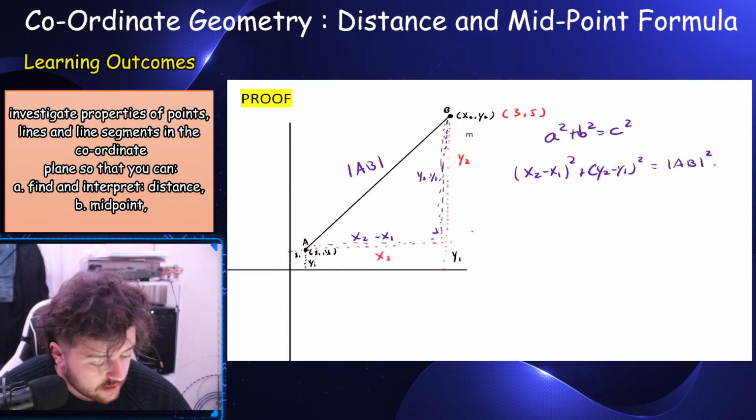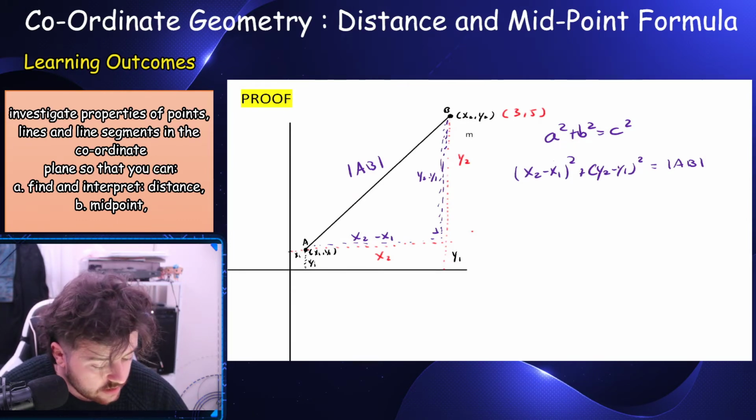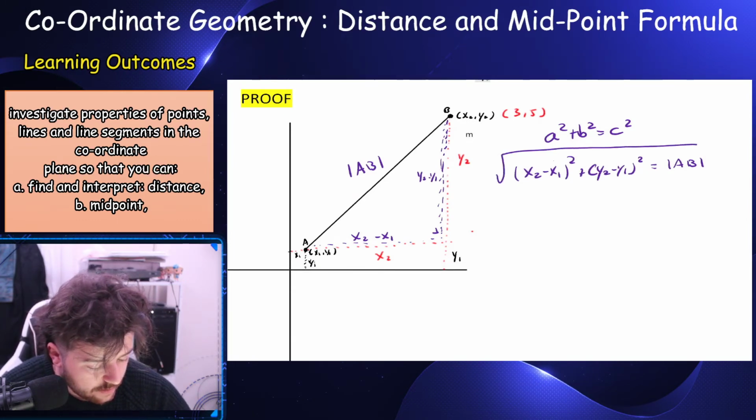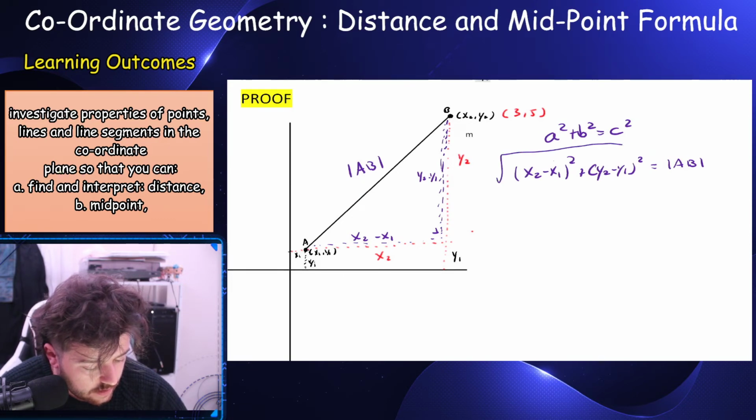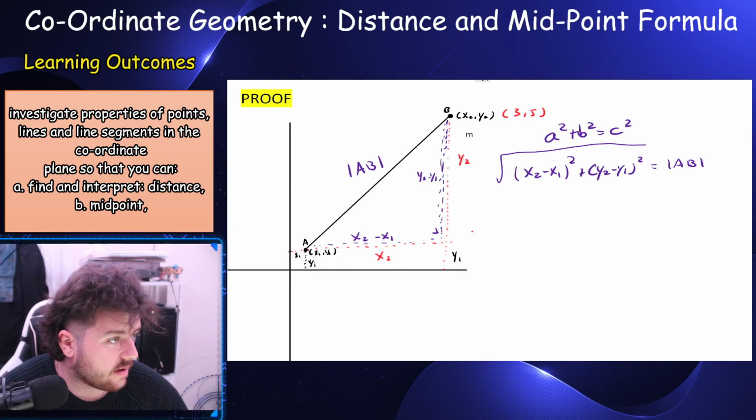Now, I just want to get rid of the square, and get the distance of AB on its own. So take the square root. And there I have derived my distance formula. So that's how you do it.